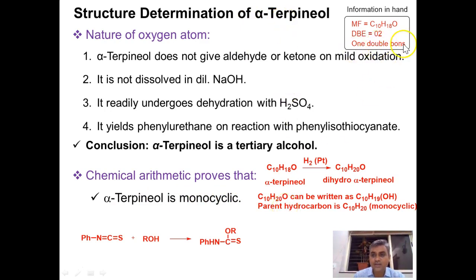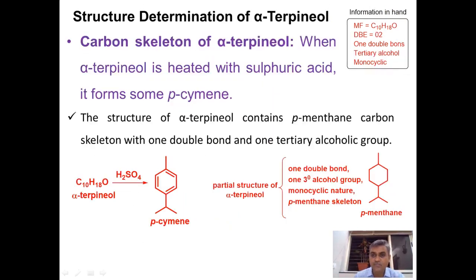We have proved that it contains one double bond. We have also proved that oxygen is in the form of a tertiary alcohol, and we have also proved that it is a monocyclic molecule.